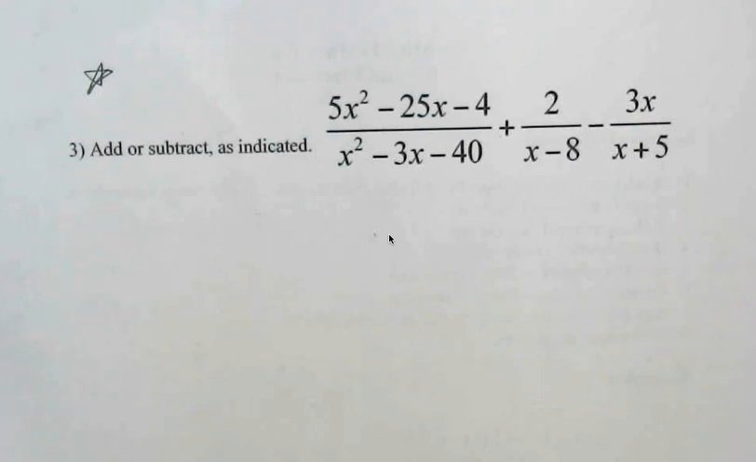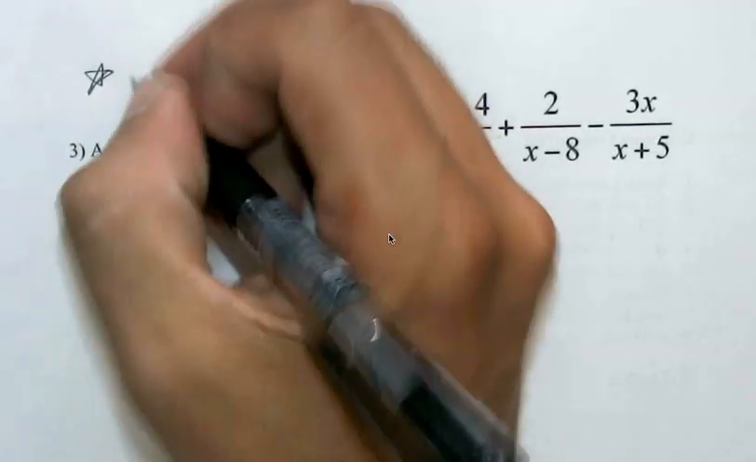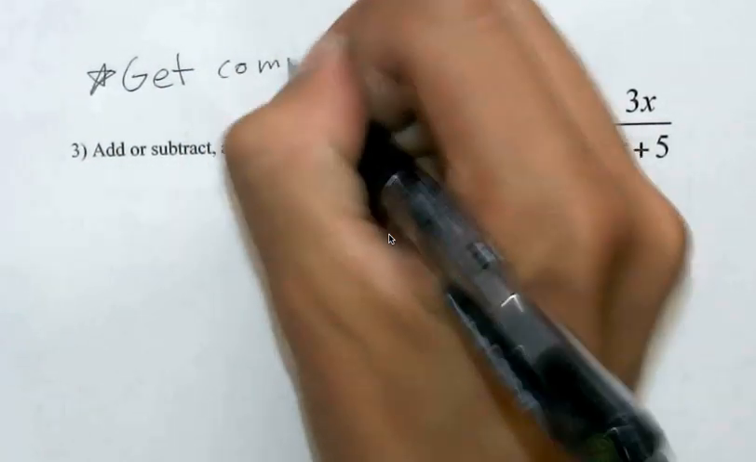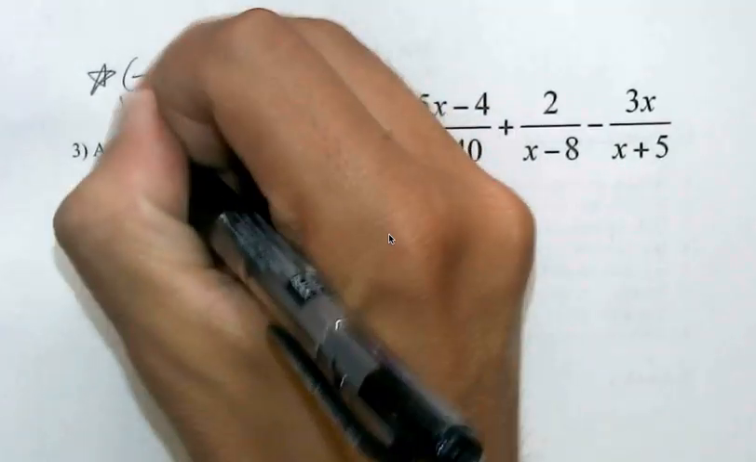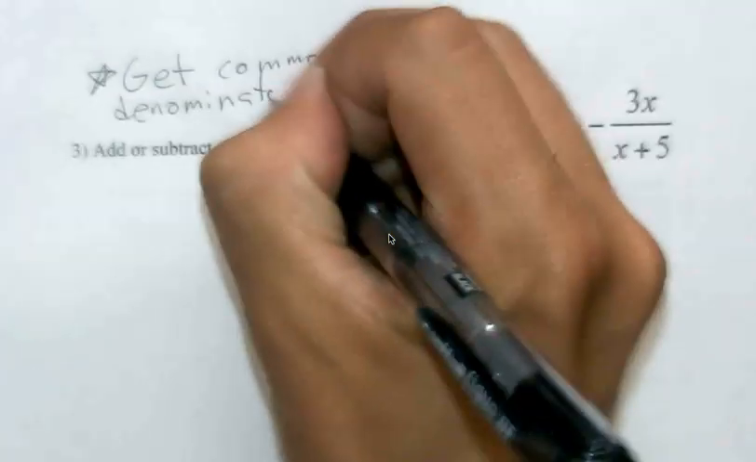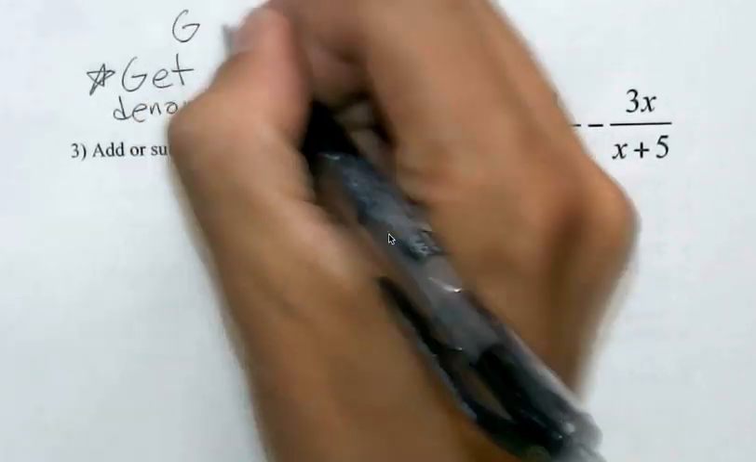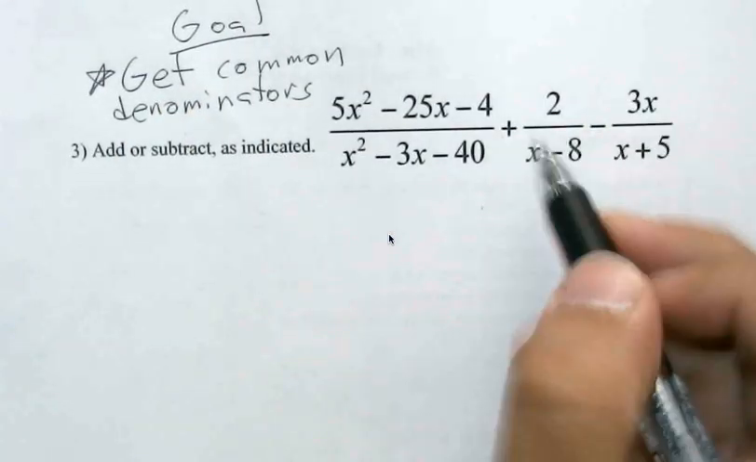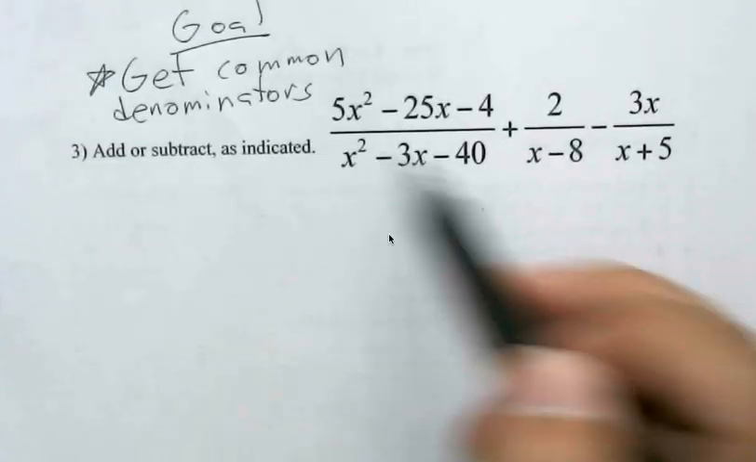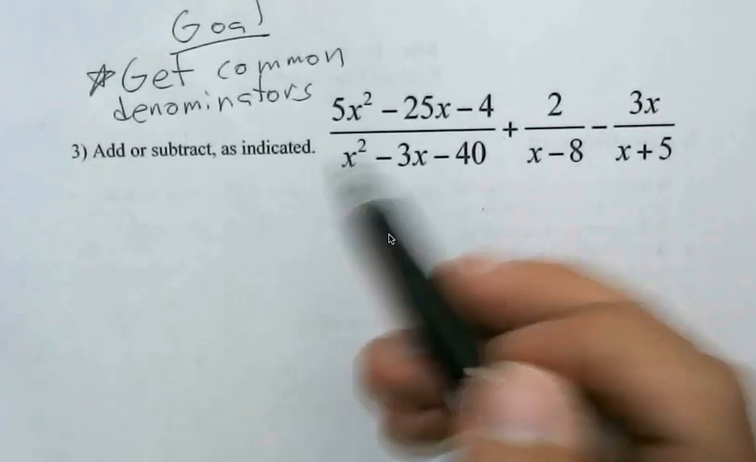So in this case, our main subtle goal is to get common denominators. This is our goal at first, and then we'll focus on adding and subtracting the like terms. But this is our main goal, because if the denominators are not the same, we can't do much.